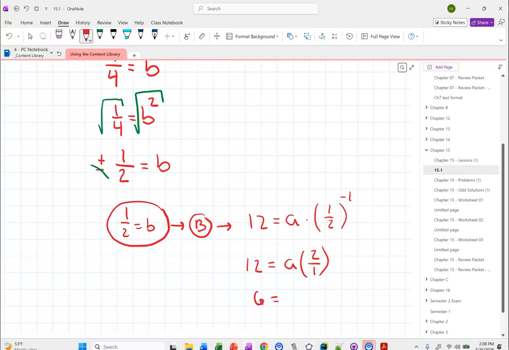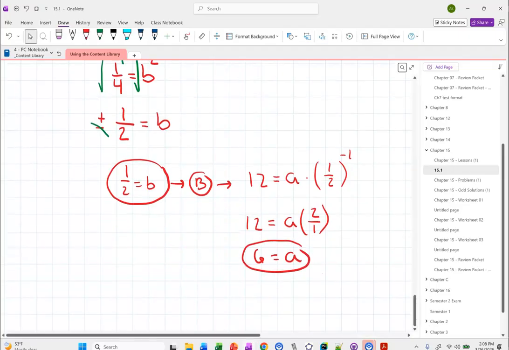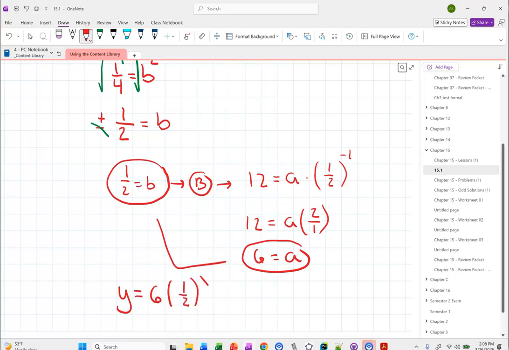So when we divide both sides by 2, we get a equals 6. Put those two together. And there's my final answer. Questions on what I just did here? That was rough though, right?